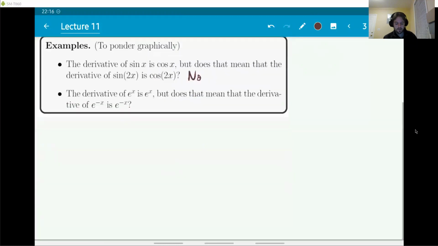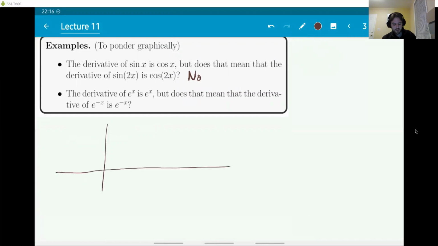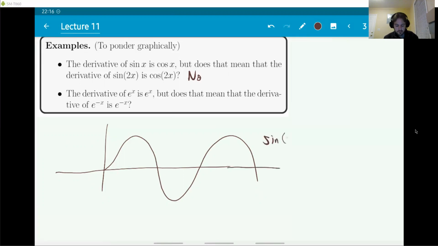This is something that we can probably think about graphically. So I had mentioned how the graph of sine looks like this. And that derivative is equal to cosine. Sine x, the derivative is cosine x. Now, sine of 2x, this is sine x. Let me draw sine of 2x in red. What happens when you multiply the argument of a function by the number 2? What happens to the graph? It actually gets squished by a factor of 2. So actually sine of 2x looks more like this.